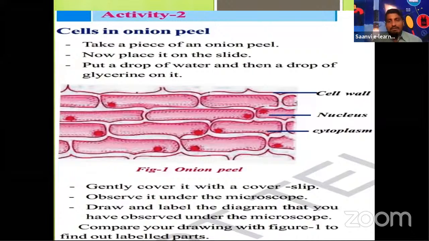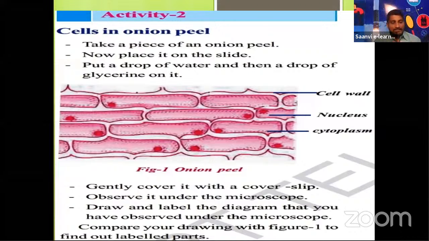Okay, children. So here the question is, how do you observe the cells in an onion peel under the microscope? Draw and label the diagram and write your observations. Here we can write our observations.